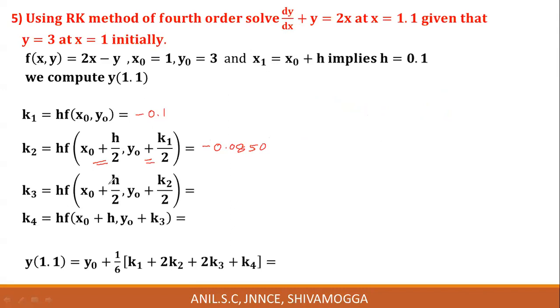Now we find k3, which is given by h into, h is 0.1, into f of x naught plus h by 2. x naught is 1 plus h by 2 is 0.1 divided by 2, comma y naught plus k2 by 2. y naught is 3 plus k2 is minus 0.085 divided by 2.